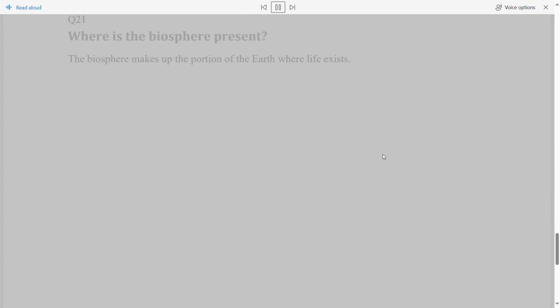Q21. Where is the biosphere present? The biosphere makes up the portion of the Earth where life exists.